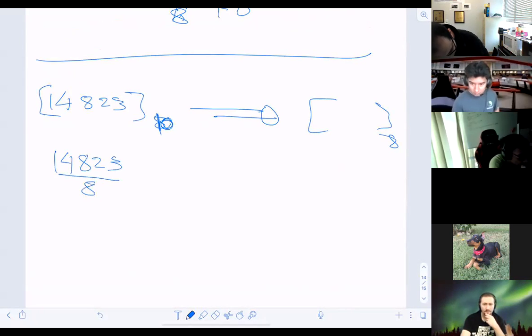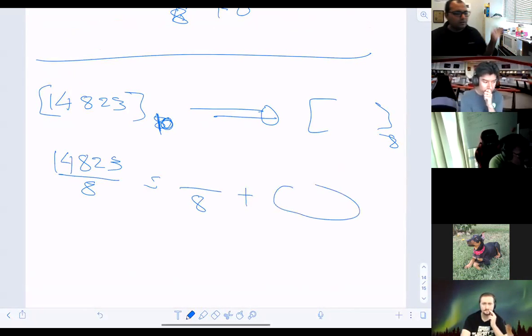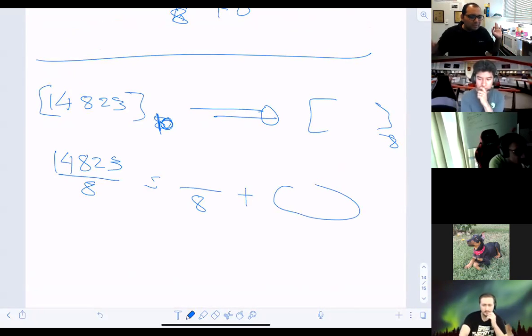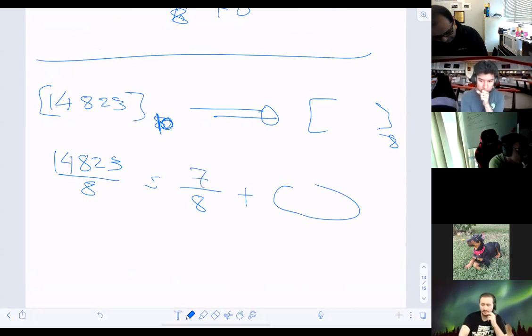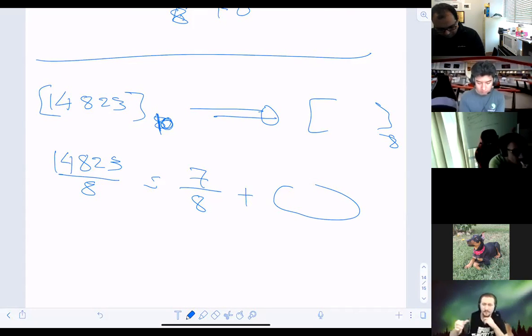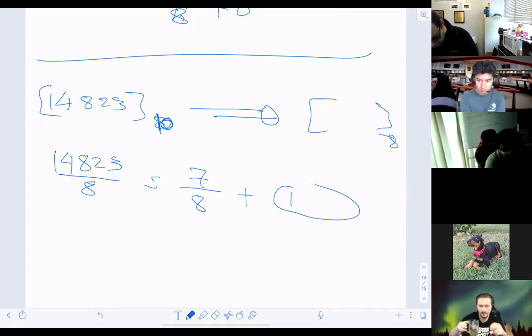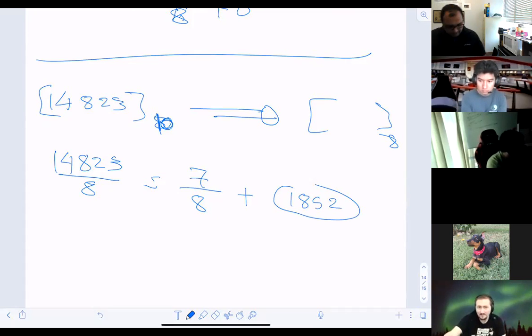14823 divided by 8, it should be what? It should be something plus a remainder, right? 7 divided by 8. So it's gonna be 7 and something here. What is this something here? I don't remember, so I'm gonna just use my calculator again. 14823 divided by 8 should be 1,852 plus 7/8, right?